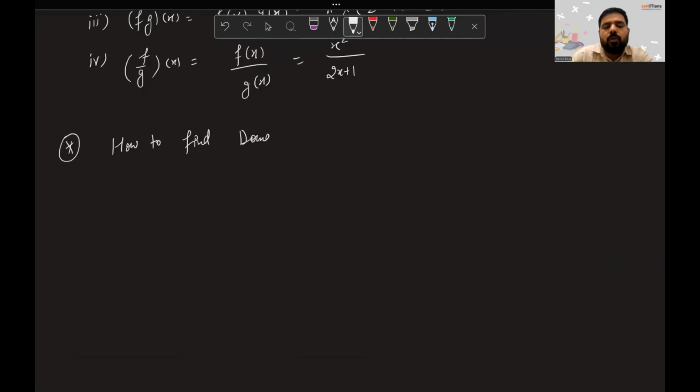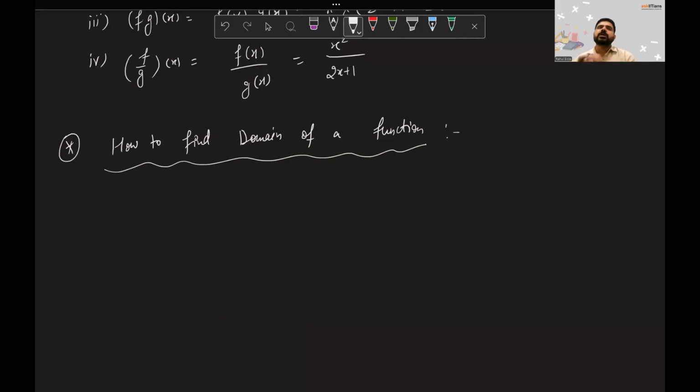how to find domain of a function. There are some standard ways how we find the domain of a function. When we are finding domain of a function, what exactly we are doing? We are trying to find the valid inputs, the inputs for which the function is defined. This is what we are trying to find.